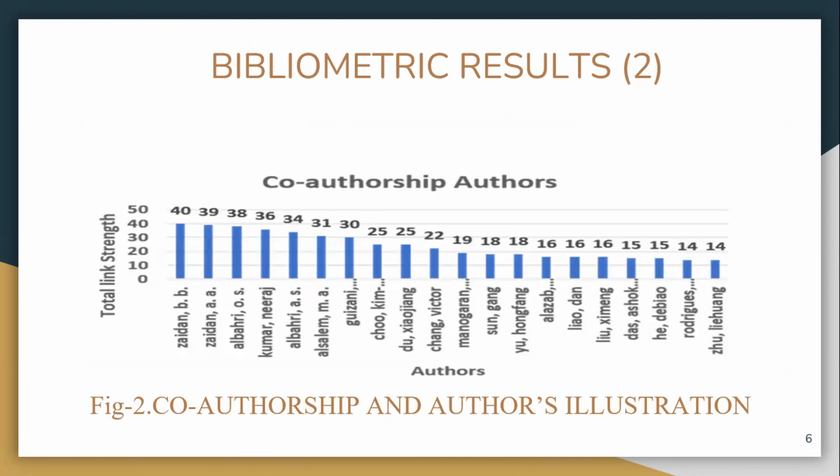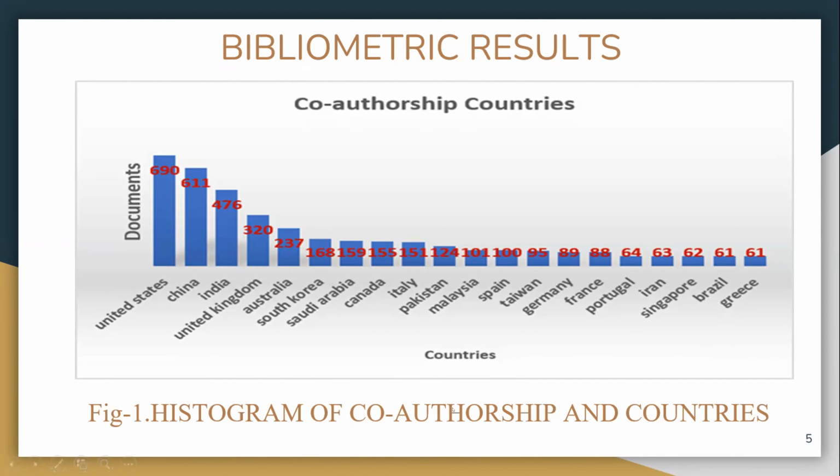Now we are on figure 1, histogram of co-authorship and countries. This figure represents co-authorship and countries, as I have said. On the x-axis here, we have countries, such as United States, China, India, United Kingdom, up to Greece. And at the y-axis, we have documents.